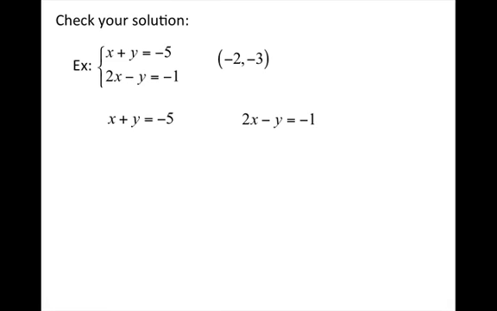So begin with the x plus y equals negative 5. Let x be negative 2 and y be negative 3. And negative 2 minus 3 is negative 5, so I get negative 5 is negative 5, and that checks out.